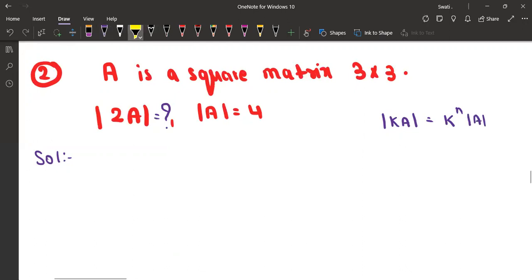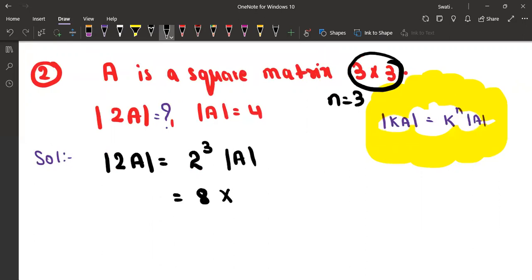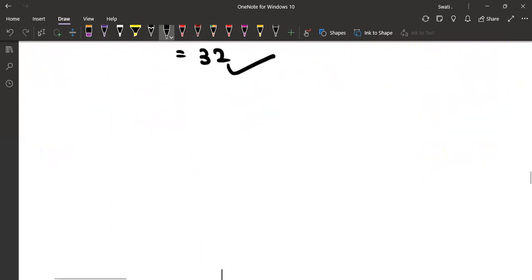So using this particular formula, we are going to simplify this. We need to find the determinant of 2A. So of course this 2, which is the k, we need to write outside the determinant. So this will become 2 raised to n, where n is the order of the matrix. That means n is 3, because it is a 3 by 3 matrix. So the order is 3, and then into determinant of A. Now 2 raised to 3 is 8, and determinant of A is already given, which is 4. Therefore 8 times 4 is 32, and this is our answer. So we are done with the second question as well. That was also a 1 mark question. I'm going to cover 1 mark questions only.